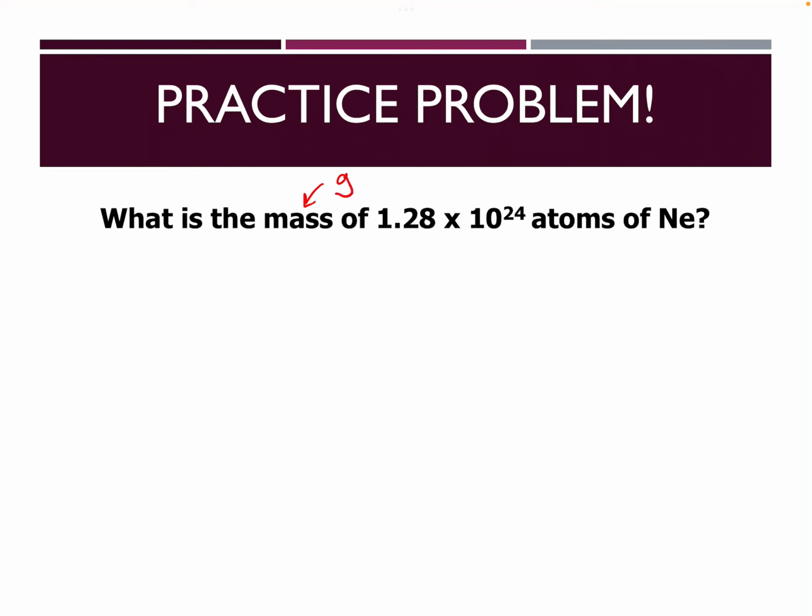So I want you to try this one. Write down the equalities that you know, just like we've done on the previous two problems, and see if you can set up your train track to give you grams at the end. So go ahead, pause here, try that out, but when you're ready to come back and see the answer, unpause and we'll go through it.